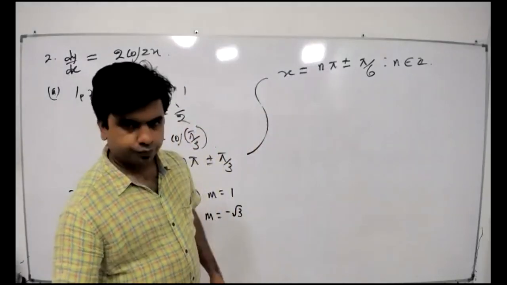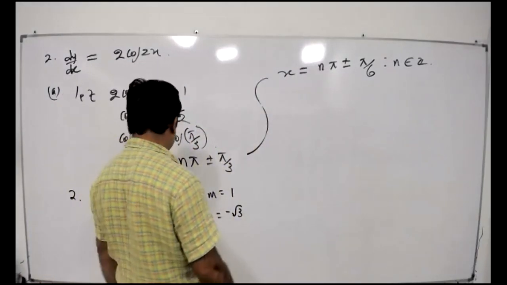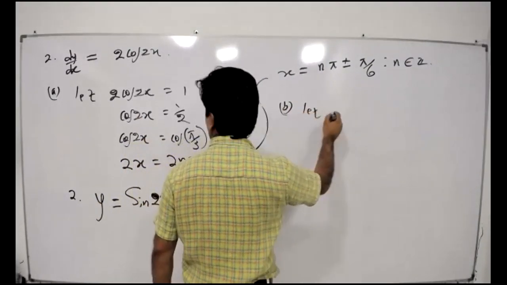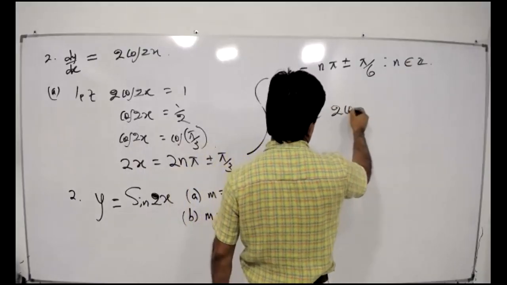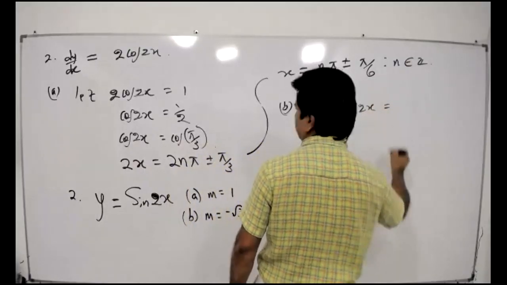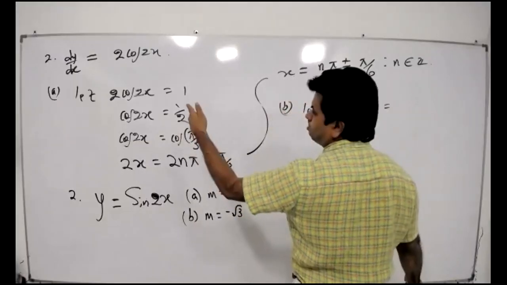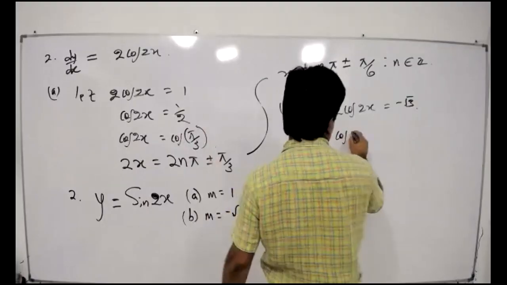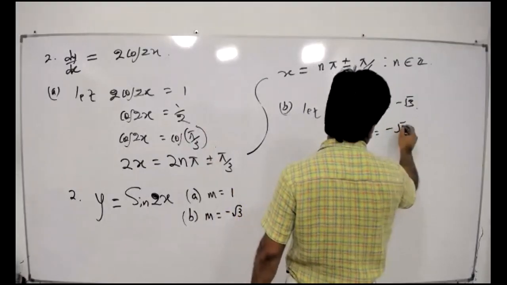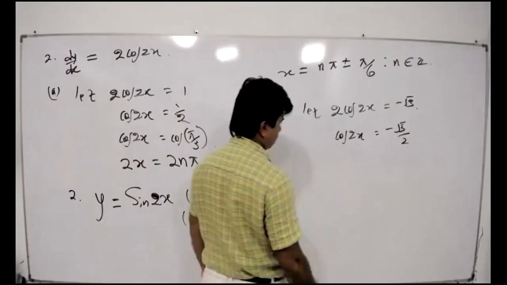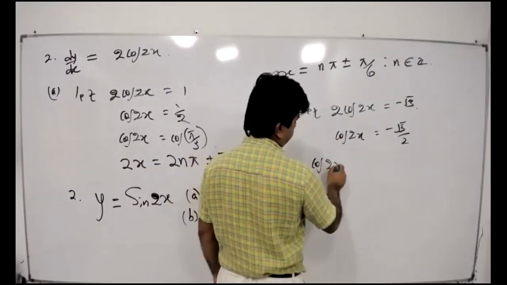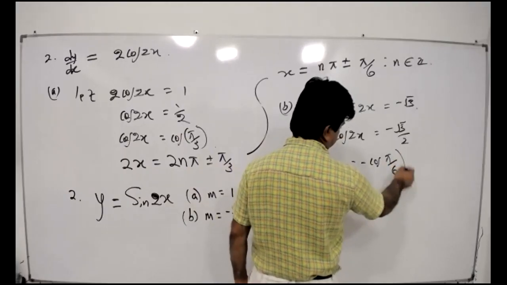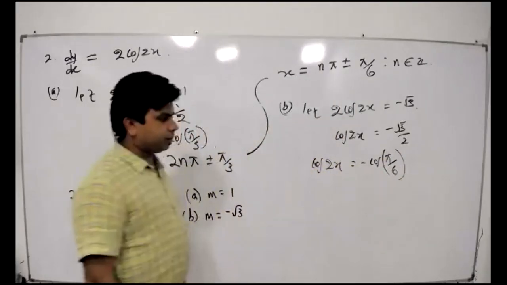Okay, then what do we do? You just equate 2 cos 2x equals minus root 3. Then cos 2x equals minus root 3 over 2, right? That means you can write cos 2x equals minus cos pi by 6.